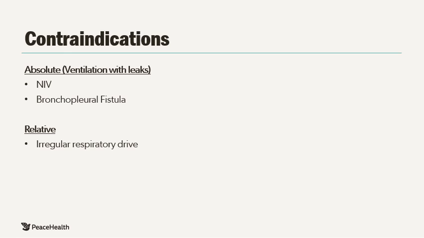When selecting the patient, make note that the two absolute contraindications are non-invasive ventilation and the presence of a bronchopleural fistula. Both of these are not conducive to achieving the closed loop ventilation. The relative contraindication of irregular respiratory drive could be present in a neurostorming patient, a DKA patient, or any other metabolic sepsis patient.